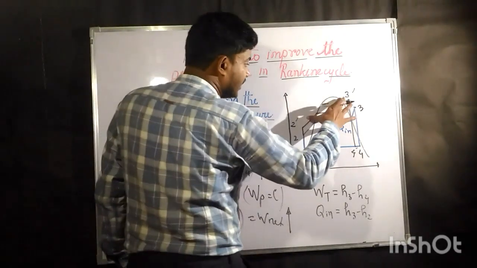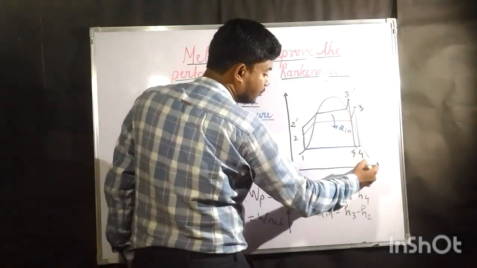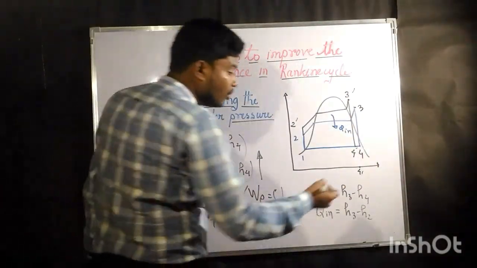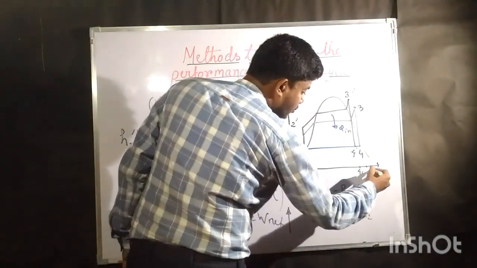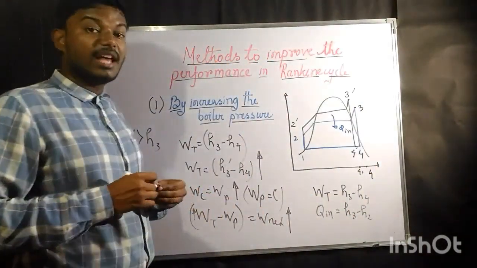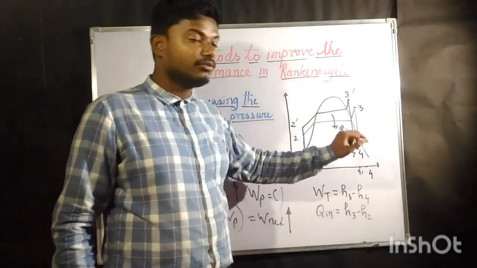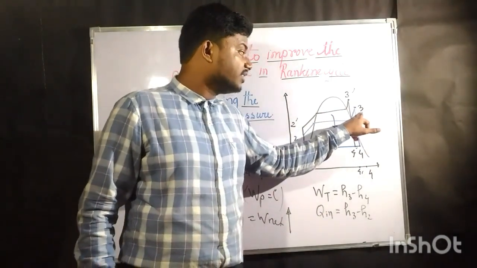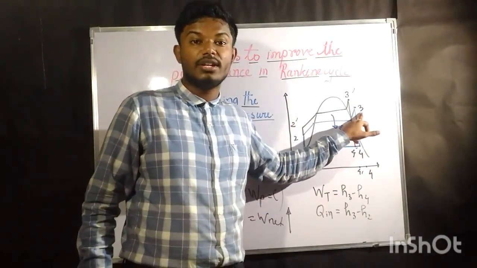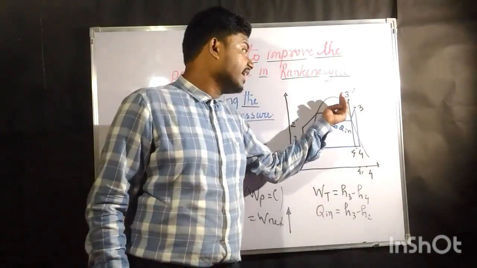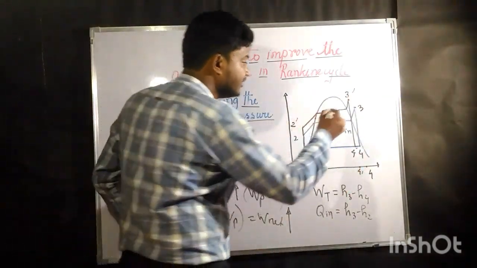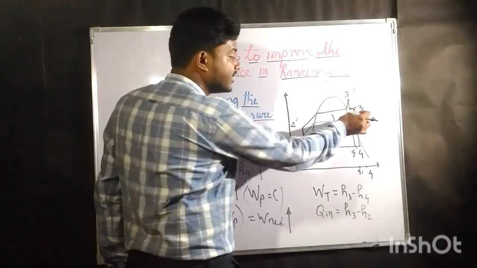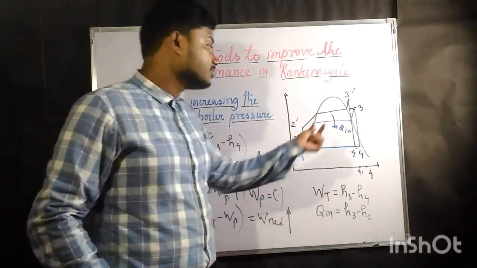Now again, if you see, 3 is isentropic to 4 and 3 dash is isentropic to 4 dash. That means the entropy at point 3 is going to be higher than the entropy at point 3 dash, and this is the difference. So entropy at point 3 is higher than entropy at point 3 dash by this much amount.